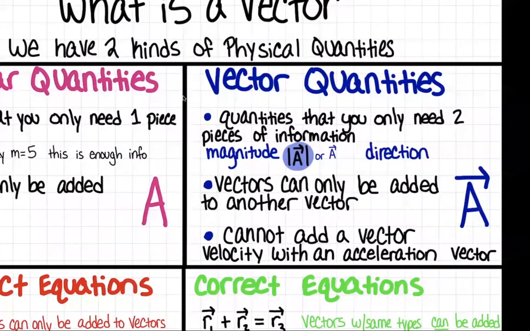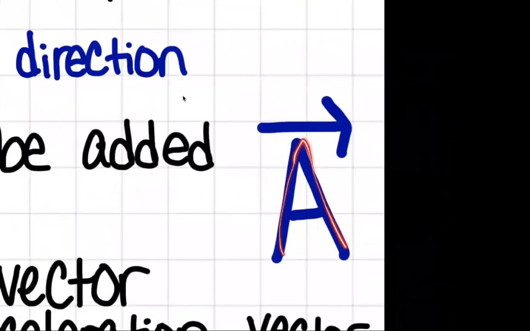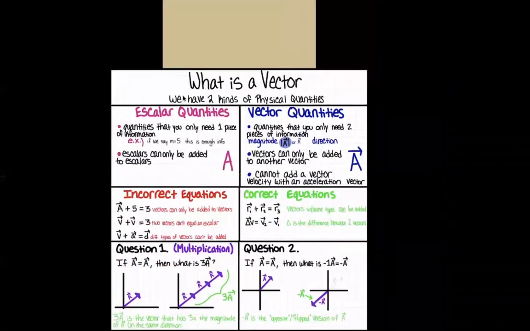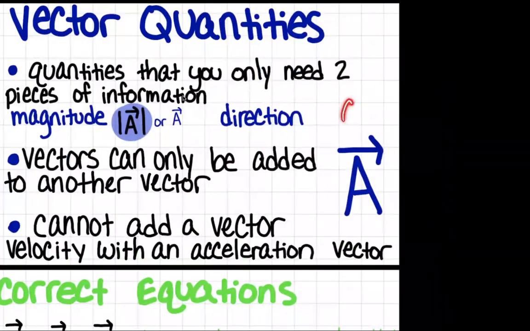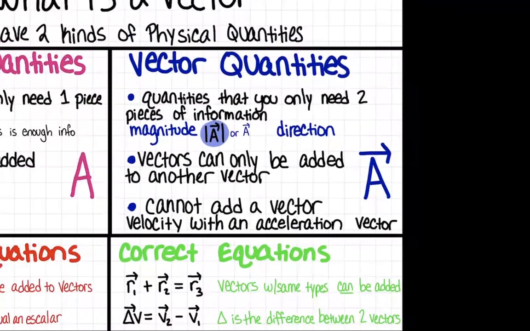Then we have vector quantities. Vector quantities are quantities for which you need two pieces of information, and they are shown by this. This is A, and this arrow over the top shows that it's a vector quantity. Sometimes you can see it as just a line on top, but for the most part this arrow is the simplest, best known way. The two pieces of information you need are the magnitude and the direction.